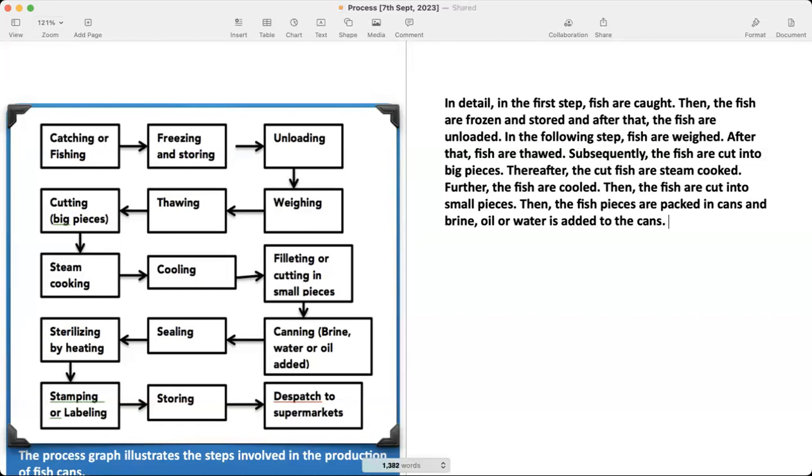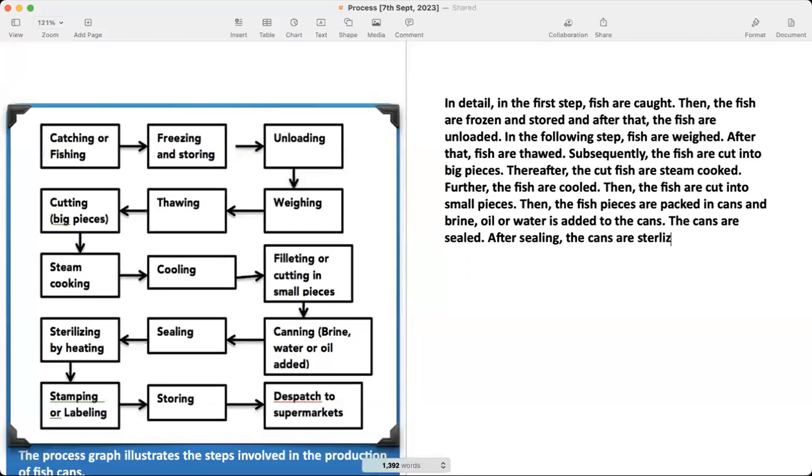Okay, perfect. Next. We are using the cans. The cans are sealed. Yes, the cans are sealed. Very good. We are not using connectors. Start using connectors again. After that, okay. After sealing, can I write after sealing? Okay. After sealing, the cans are sterilized by heating.